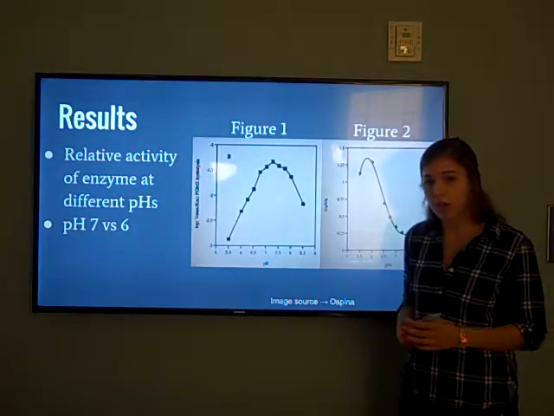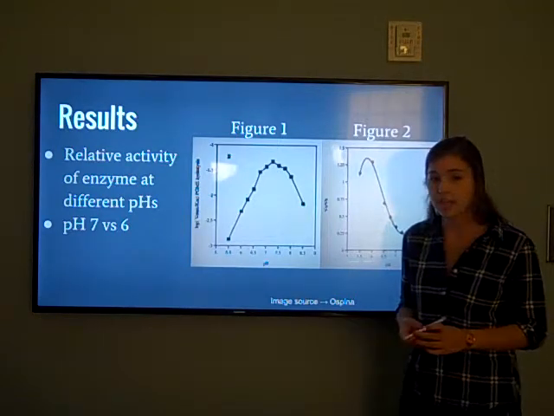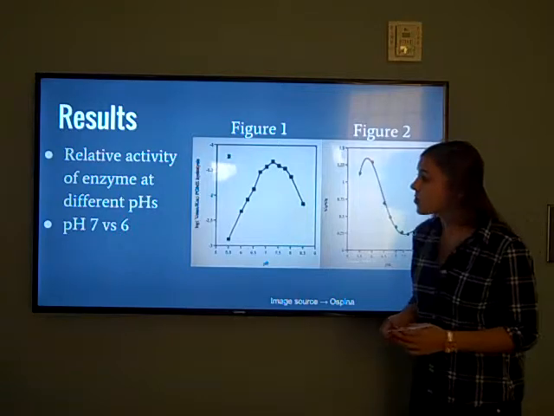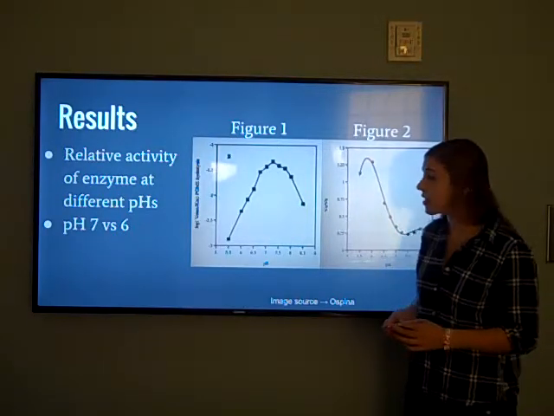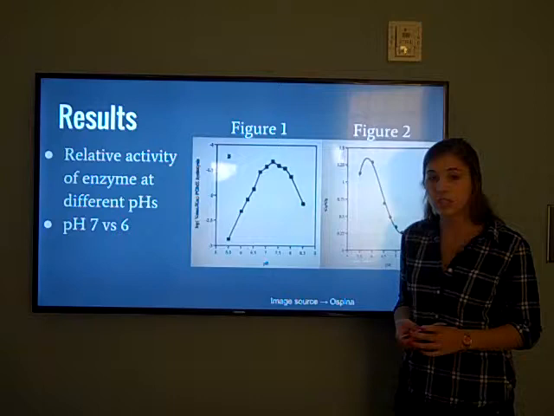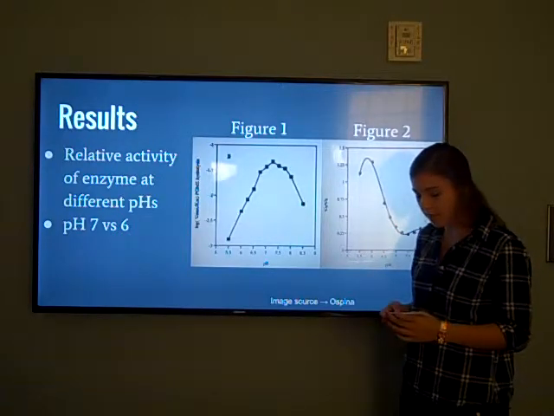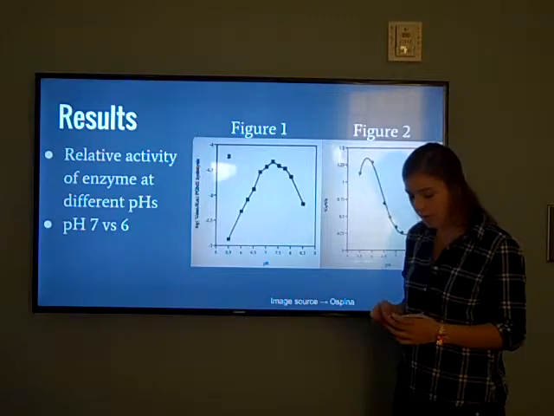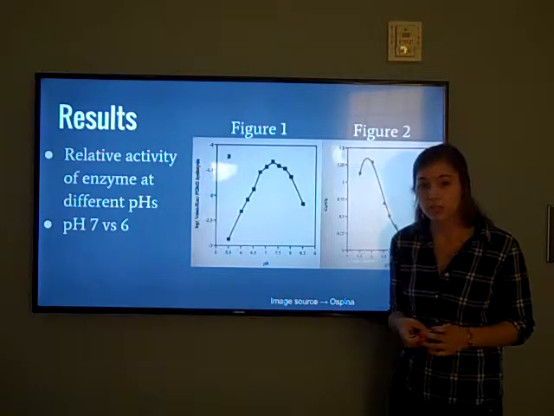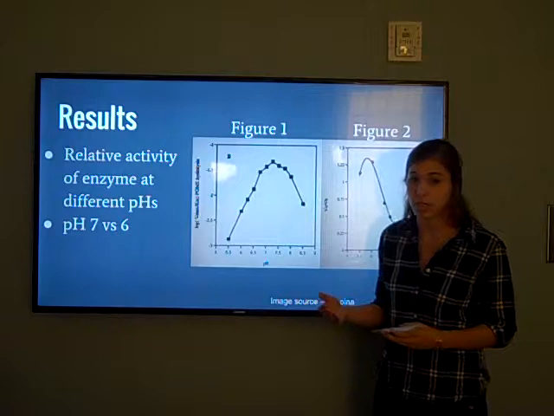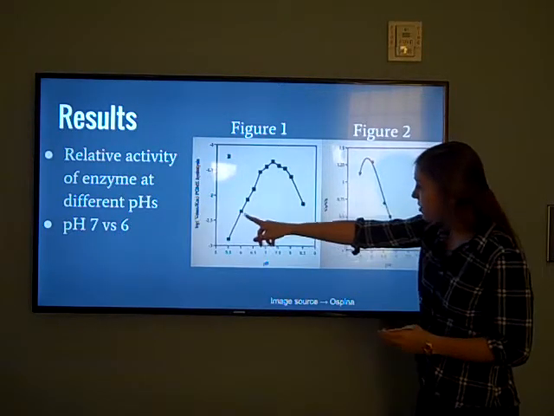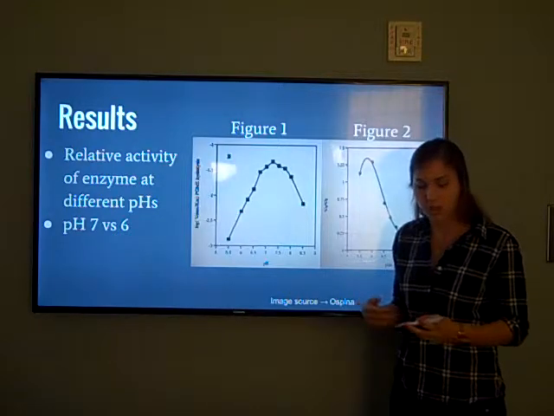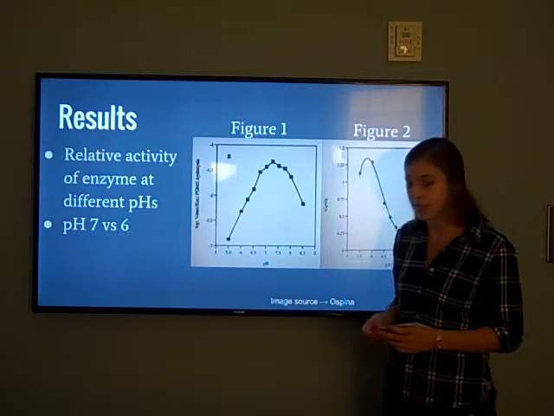For their results, they wanted to test the relative activity of the enzyme at different pH levels. Figure 1 was their first experiment. What they did was compare PGME hydrolysis at different pH levels, and this shows that at a pH of 7, which is this top point right here, there was a high rate of hydrolysis, which meant it was a very slow reaction at a pH of 7. Well, at a pH of 6, on this linear portion, it remained constant through hydrolysis, which improved its synthesis by 53%.